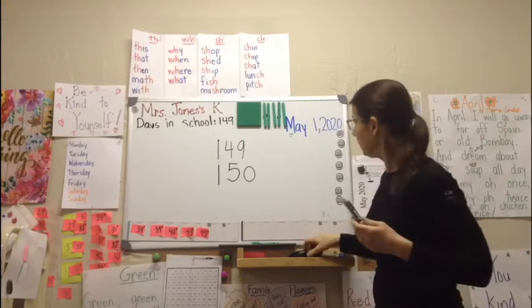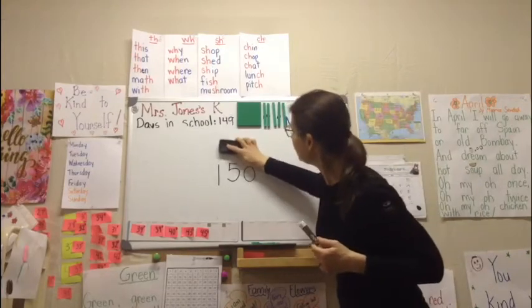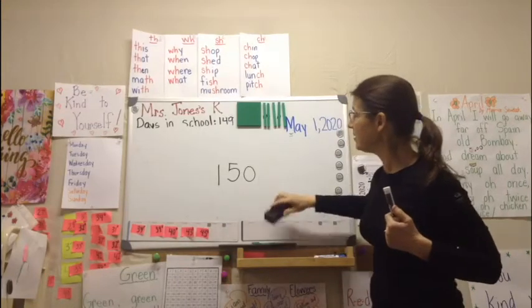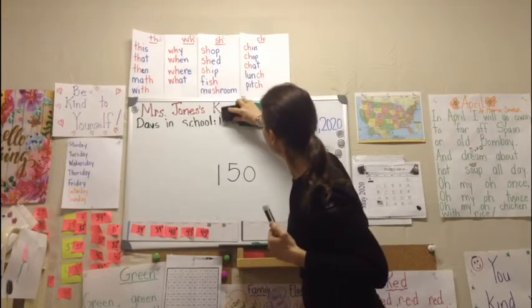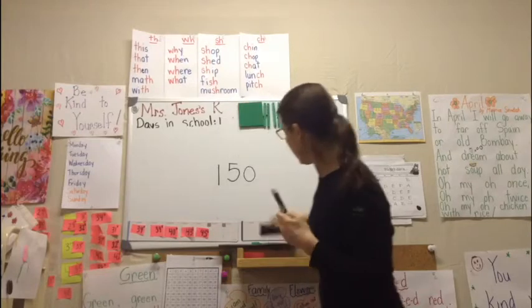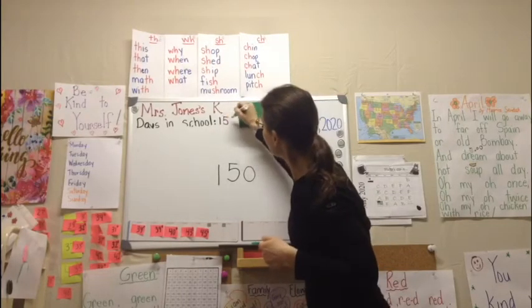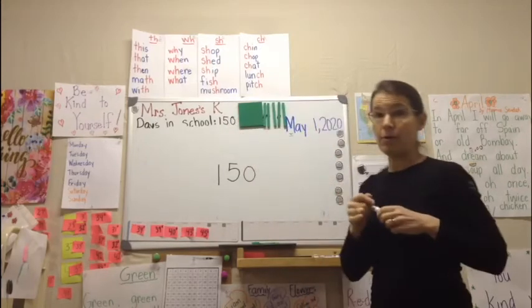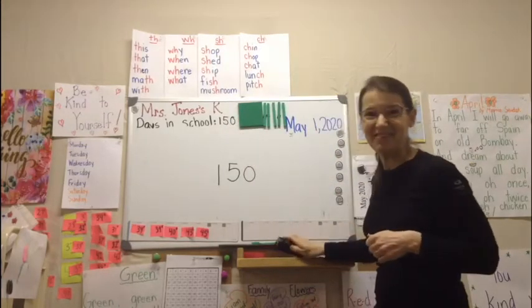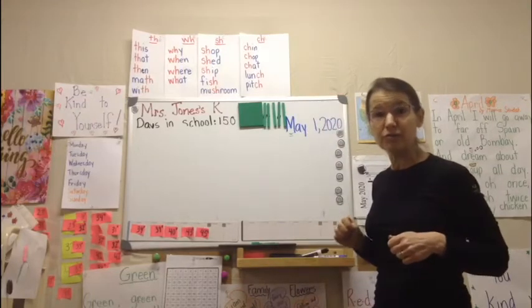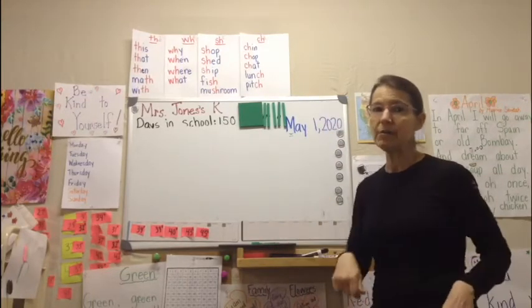150. And that's why it looks that way, to represent the 100, 5 10s, and 0 left over. So I come up here, I don't just change one number today, I change 2. 1, 5 10s, 0 1s left over. 150. That means we have 30 days left in our kindergarten school year, 30 school days. Wow, it's going to go in a snap.